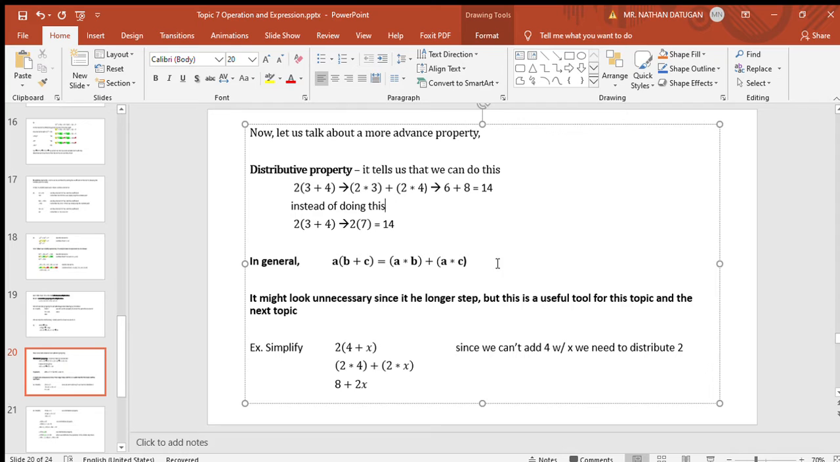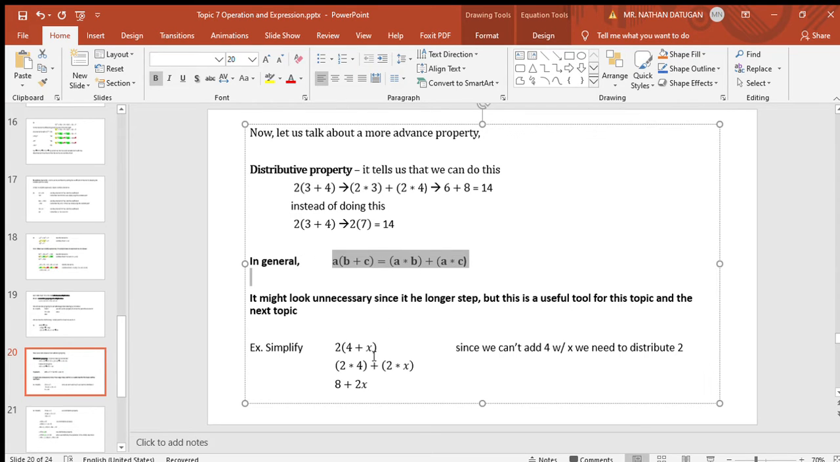So here's the general formula. Again, a, b, c are variables. They can be any number you can think of. So why do we need the distributive property? Why can't we just simply do this one? That way is simpler. Well, most of the time, yes, this is the preferred way, but sometimes we cannot do it this way. So what we have to do is the distributive way.